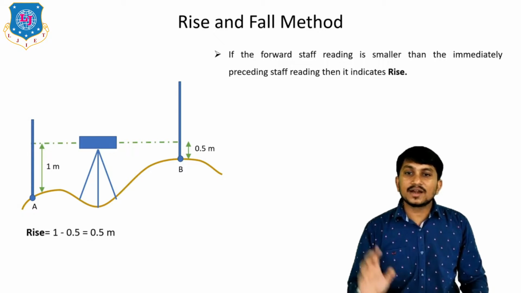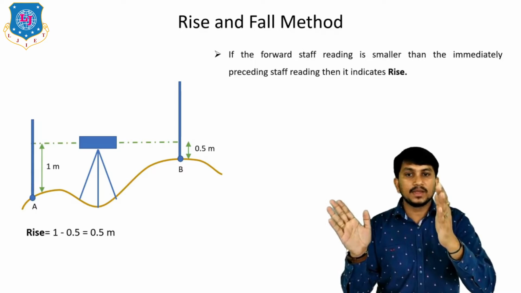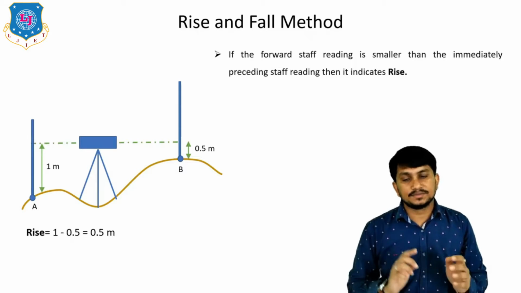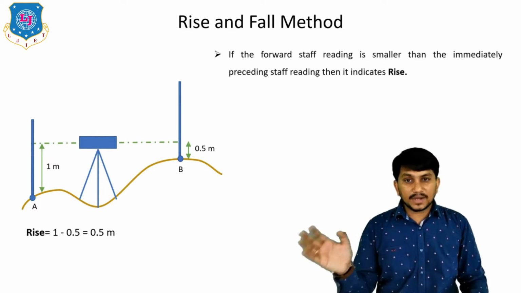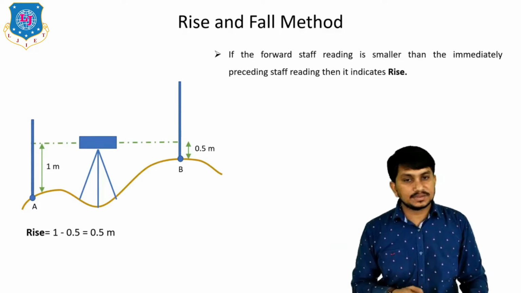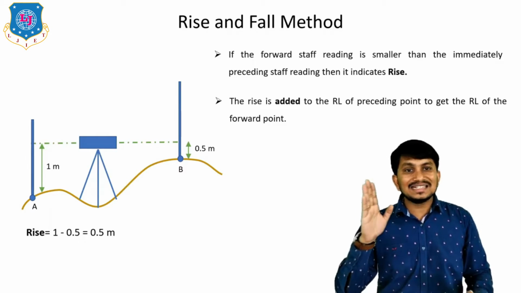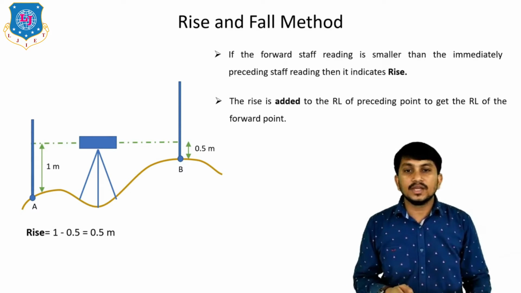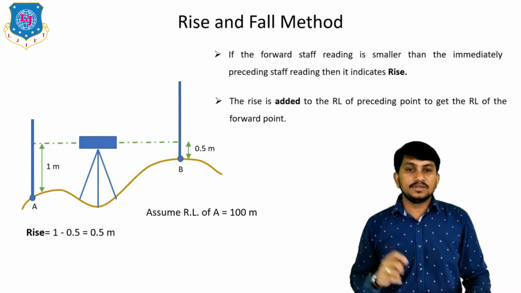To calculate rise, we have to deduct these staff readings: 1 minus 0.5. If the difference is positive, here 0.5 is positive, so it is called rise. If the difference is negative, it is a fall. After finding out rise or fall, we can calculate the RL of these points. For that this statement is used: if there is a rise, the rise is added to the RL of the preceding point to get the RL of the forward point. Suppose the RL of station number A is 100 meters.